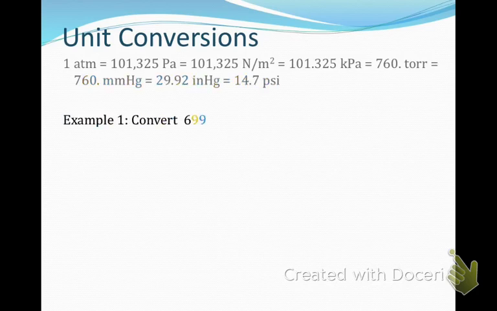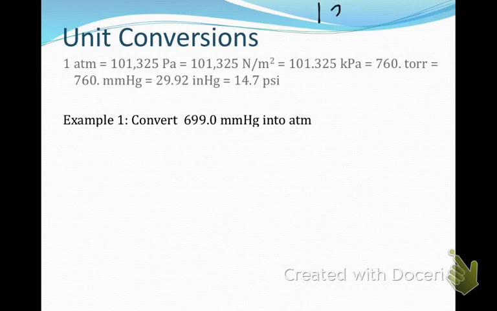Let's go through a problem. We want to convert 699 millimeters of mercury into atm, or atmospheres. So we're going to do something called dimensional analysis. This is actually one of the easiest math things I think of, because you're just canceling units. You just need to know that all of these equivalencies at the top, you can put them into fractions.